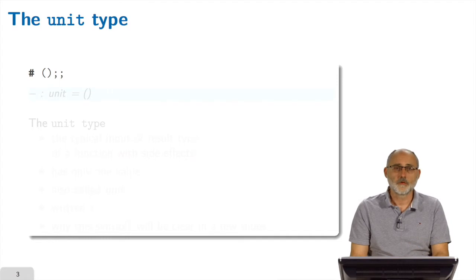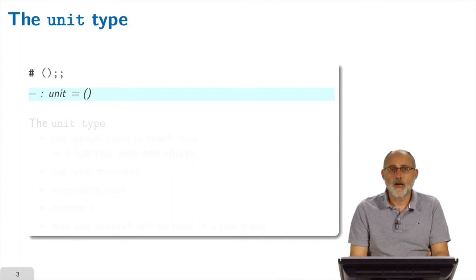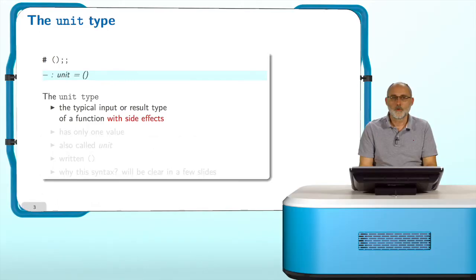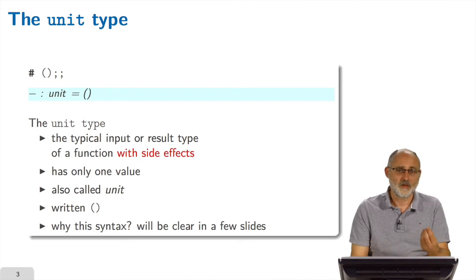Look at this strange expression: open parenthesis, close parenthesis, nothing else. If we hit return, the system tells us that we have defined some value, which is again open parenthesis, close parenthesis, of a type we didn't know, which is called unit. Well, this unit type is a typical type you find as input or as a result type of a function with side effects. It has only one value, which we also call unit, and which is just written open parenthesis, close parenthesis. That's a special syntax for the only value of this unit type. This may look like a strange syntax for a unique value of a type, but it has precise reasons to be there, and this will be clear in just a few slides.